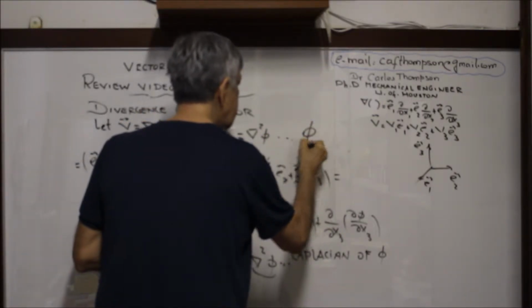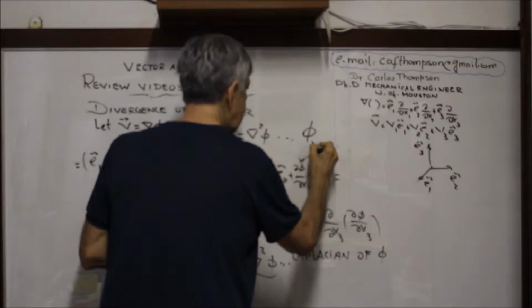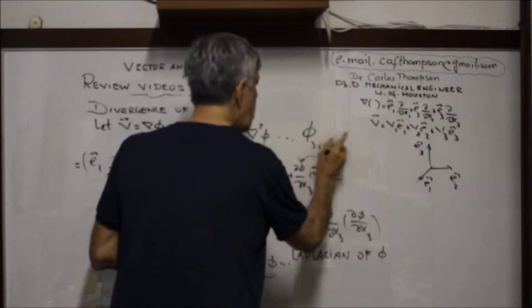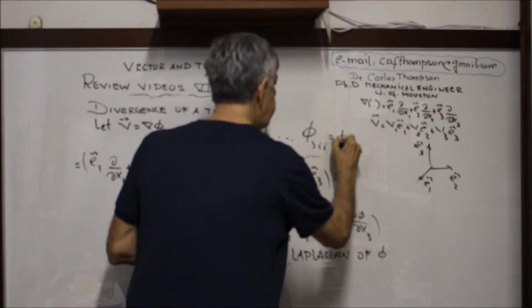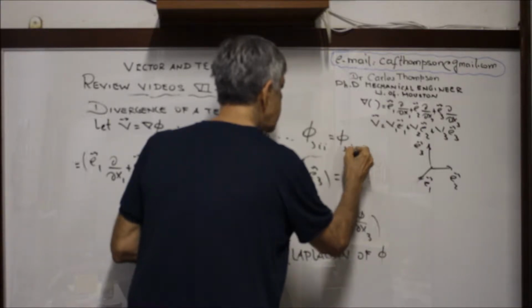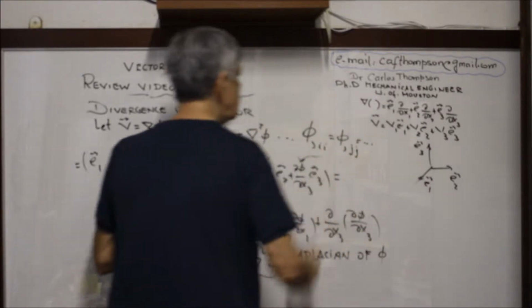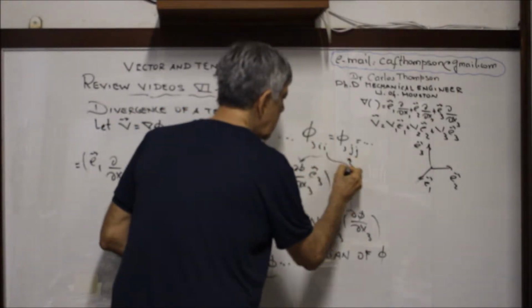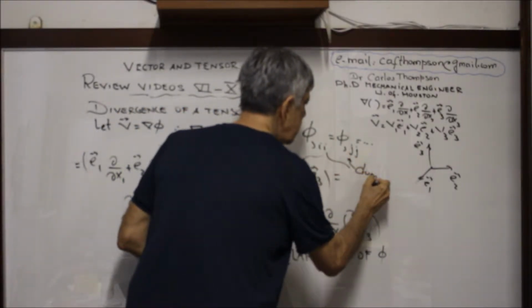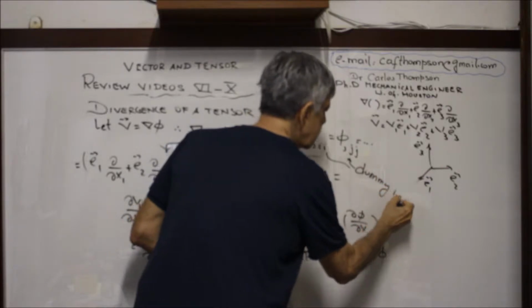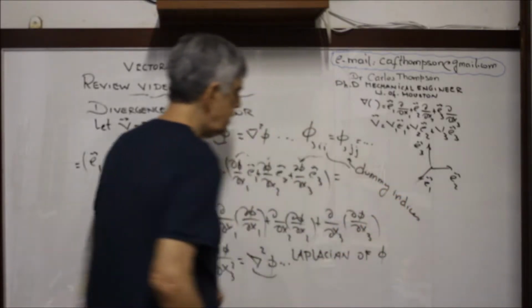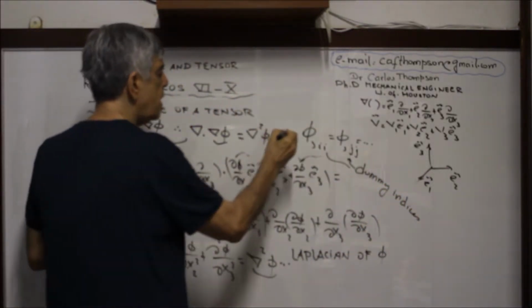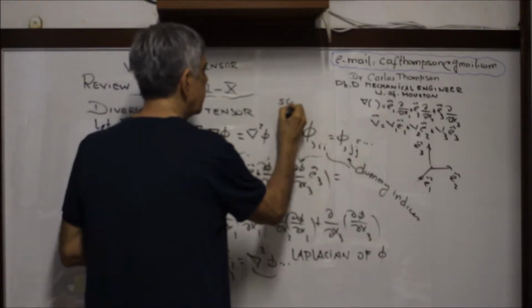Just put phi comma ii, or phi comma jj. Or, you see, that's it. These are dummy indices. See? Because this is a scalar. This is a scalar.